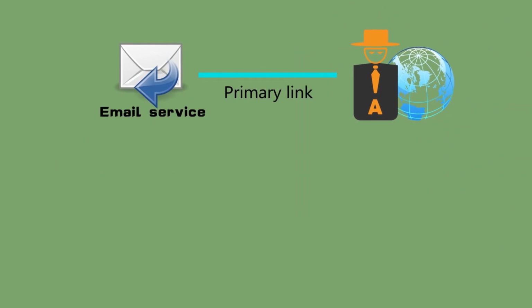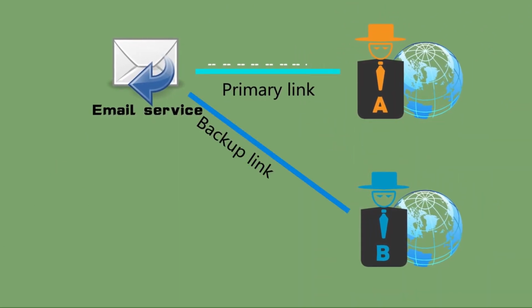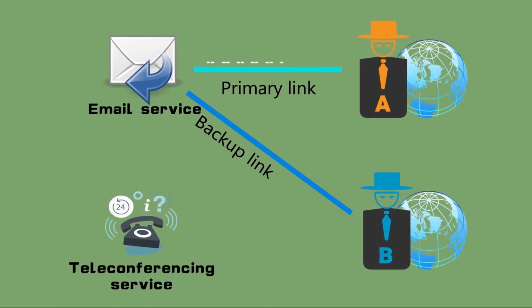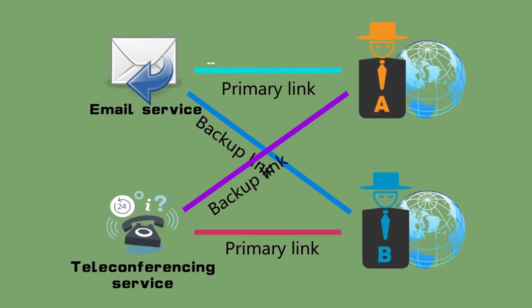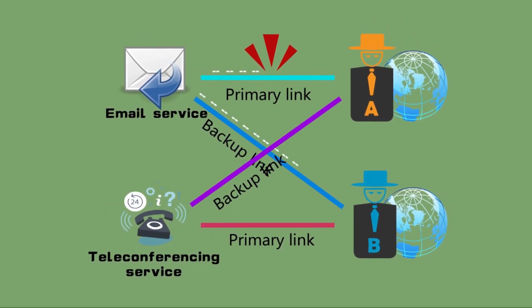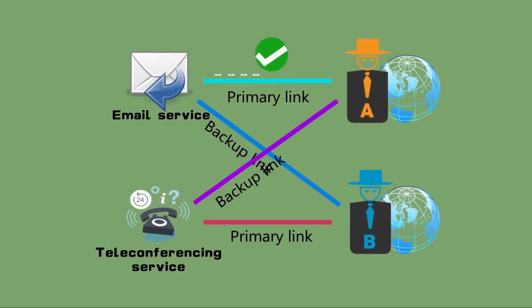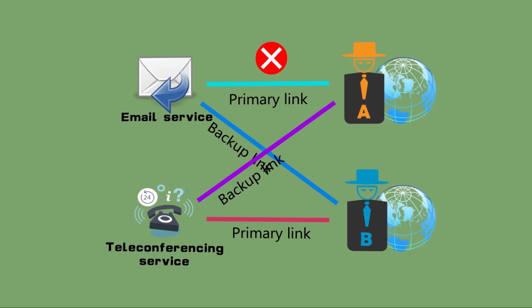To provision email services, you can configure Carrier A's network as the primary link and Carrier B's network as the backup link. To provision telephone conference services, you can configure Carrier B's network as the primary link and Carrier A's network as the backup link. When the primary link does not meet service requirements, services are automatically switched to the backup link. When the primary link recovers from a fault, services are automatically switched back to the primary link.